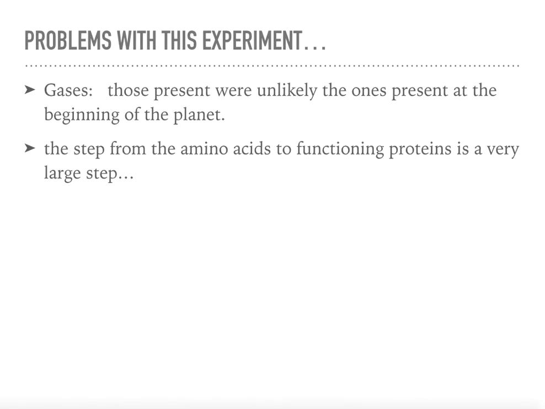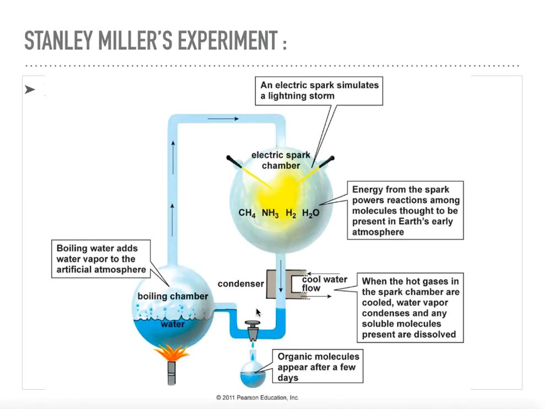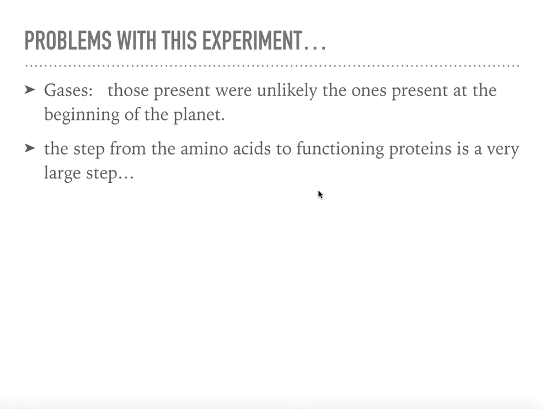There are certain problems with this experiment. Later, they found that the gases they put into it were not likely to be the ones present at the beginning of a new planet. But the big discrepancy was the step from getting amino acids to a functioning protein. Up here, we do get some amino acids being formed, but to go from amino acids to a functioning protein, they just couldn't explain that step.